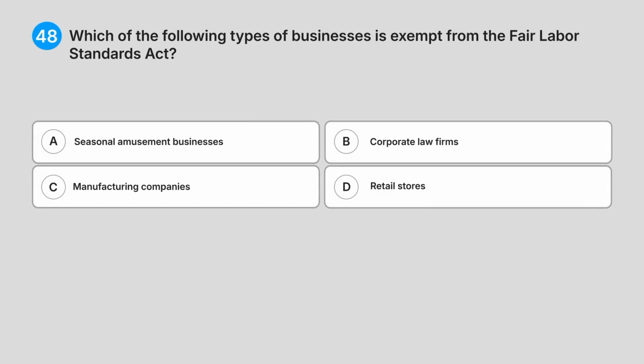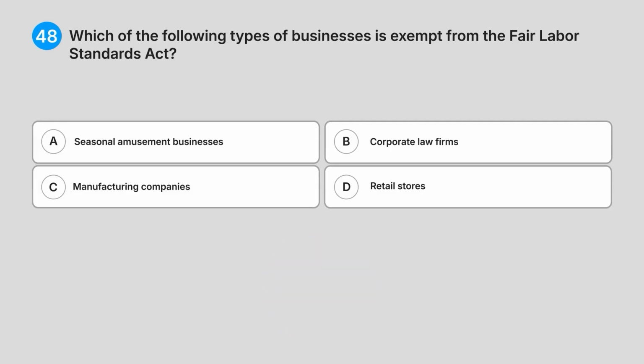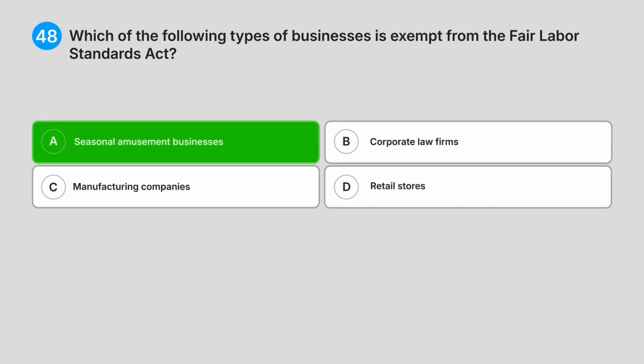(48) Which of the following types of businesses is exempt from the Fair Labour Standards Act? A. Seasonal amusement businesses. B. Corporate law firms. C. Manufacturing companies. D. Retail stores. Can you guess the answer? Correct answer, A. Seasonal amusement businesses.